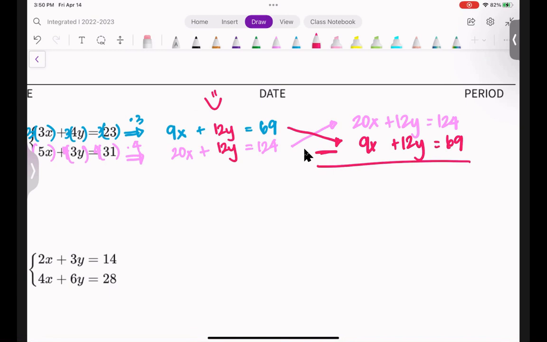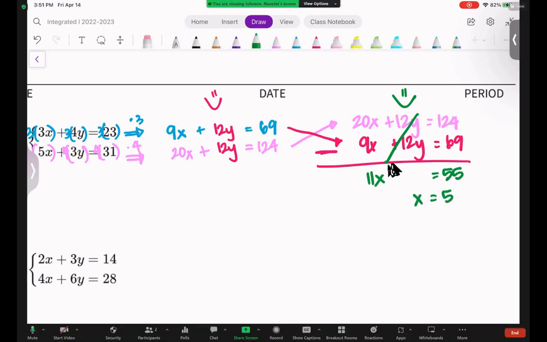And then I'm going to subtract these two. So what am I left with? I'm left with 11x, and these canceled, so that's why I'm happy. And then I'm left with 60... okay, let's see, that's 70, so 124 minus 69 is 55. So that means x is 5.